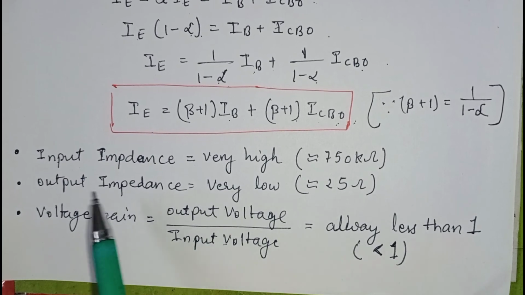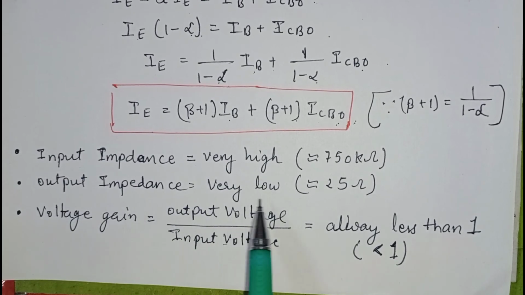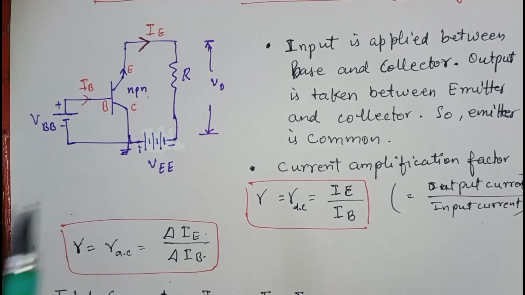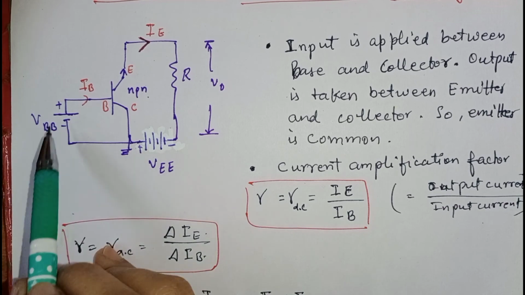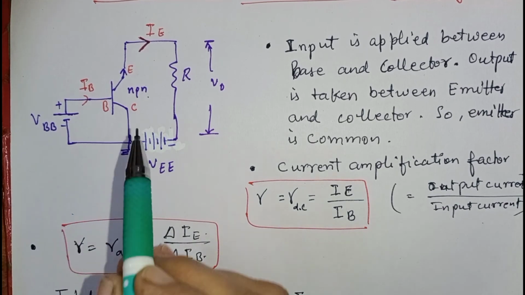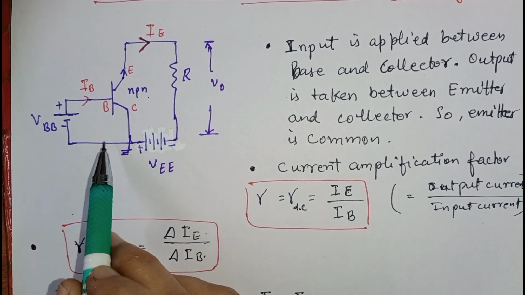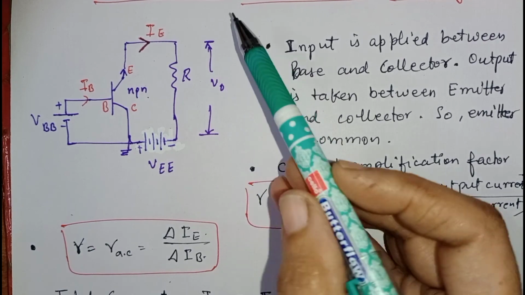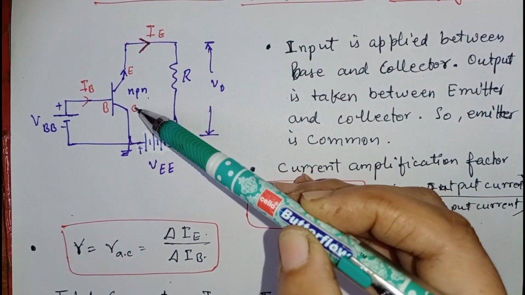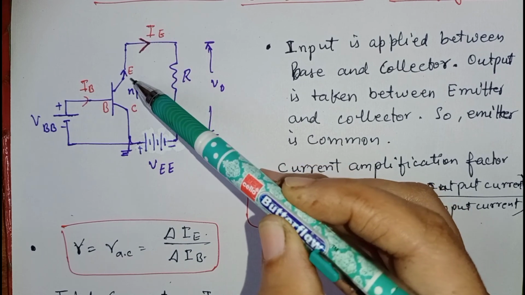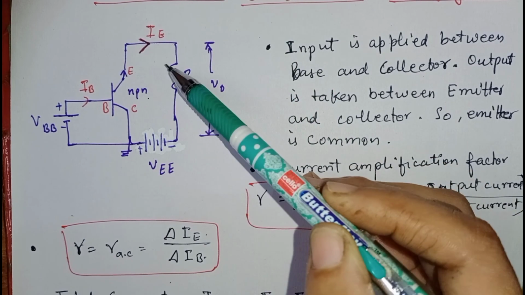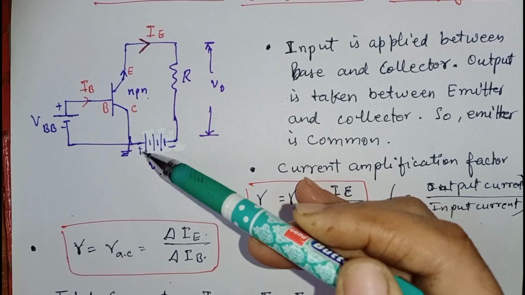This configuration has very high input impedance and very low output impedance, and voltage gain is always less than 1. This configuration has very high input impedance because we apply the input signal between base and collector, and the collector junction is reverse biased. That's why this configuration has very high input impedance and very low output impedance, because we are taking output between emitter and collector, and the emitter junction is forward biased, and forward biasing offers a very low resistance. That's why output impedance is very low and input impedance is very high.